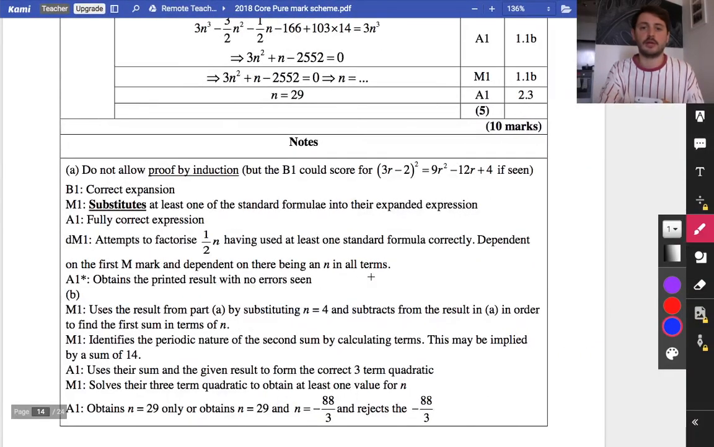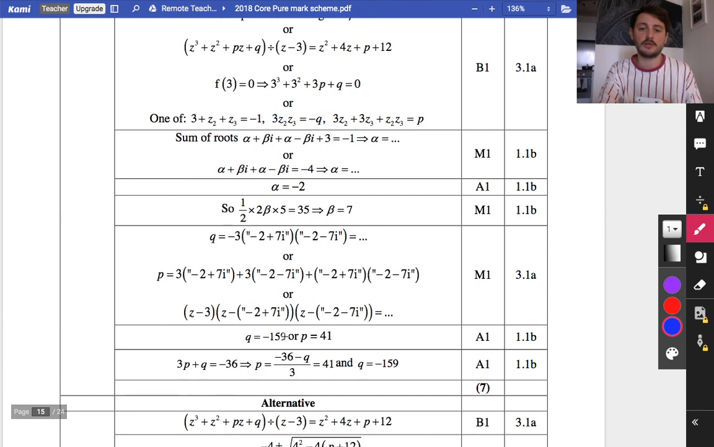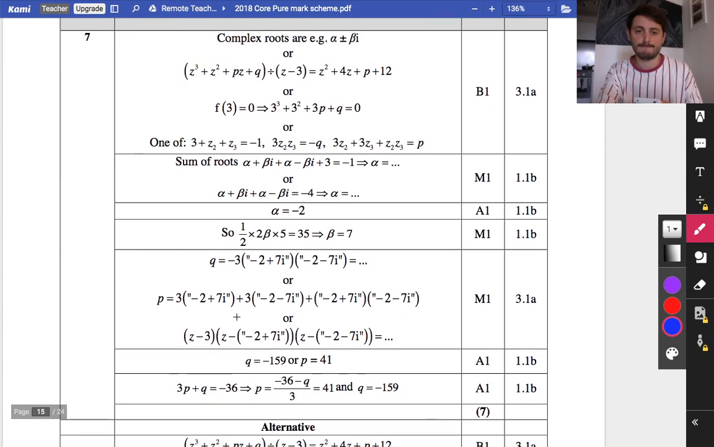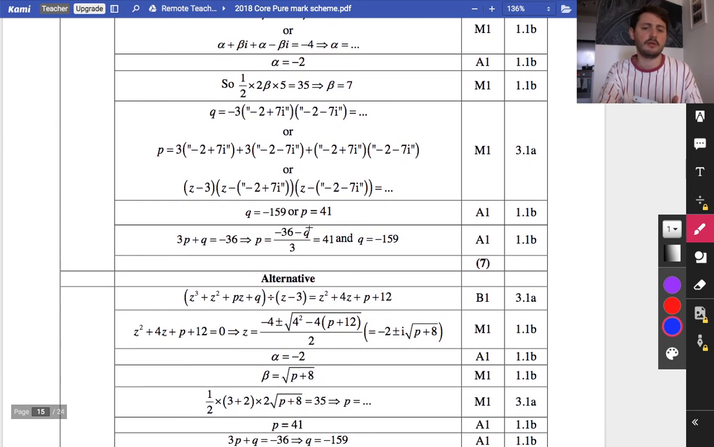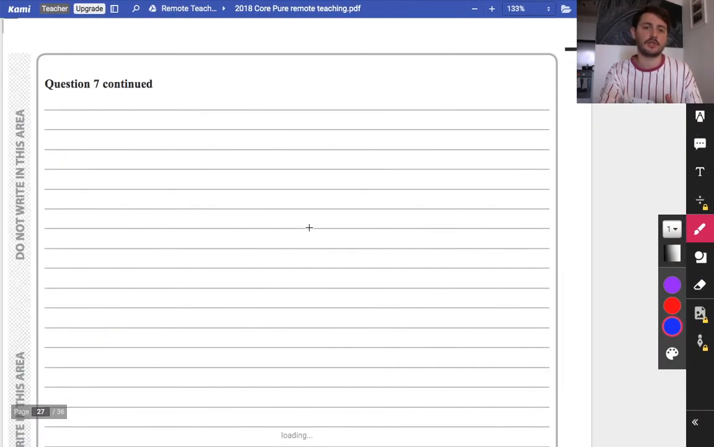Okay, let's just double check we've got that right. There's many, many different routes for this, so as long as we've got the right answer, that we got minus 159 and 41. And I think, did we do it in the same way? Yeah, we've got something to do with the sum of the roots, finding out what alpha is. They used alpha and beta rather than A and B. So it can be quite confusing when you read a mark scheme and it's different to your one. Okay, we're going to keep pushing on.